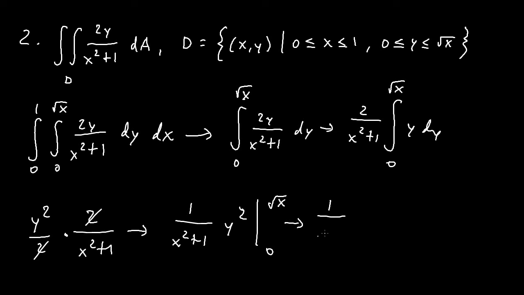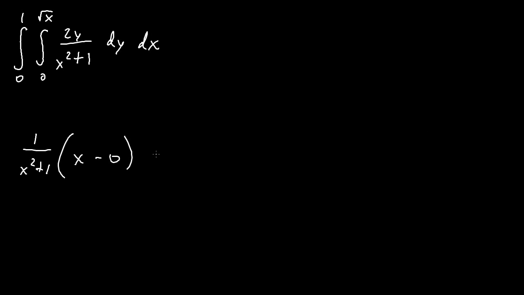So to evaluate, we'll get 1 over x squared plus 1 times, when I plug in square root of x for y, we get square root of x squared, which is just x, minus 0 squared, which is 0. So then I can rewrite it as x over x squared plus 1. So now that we have found the inside integral, let's go ahead and put it inside the outer integral from 0 to 1 times dx.